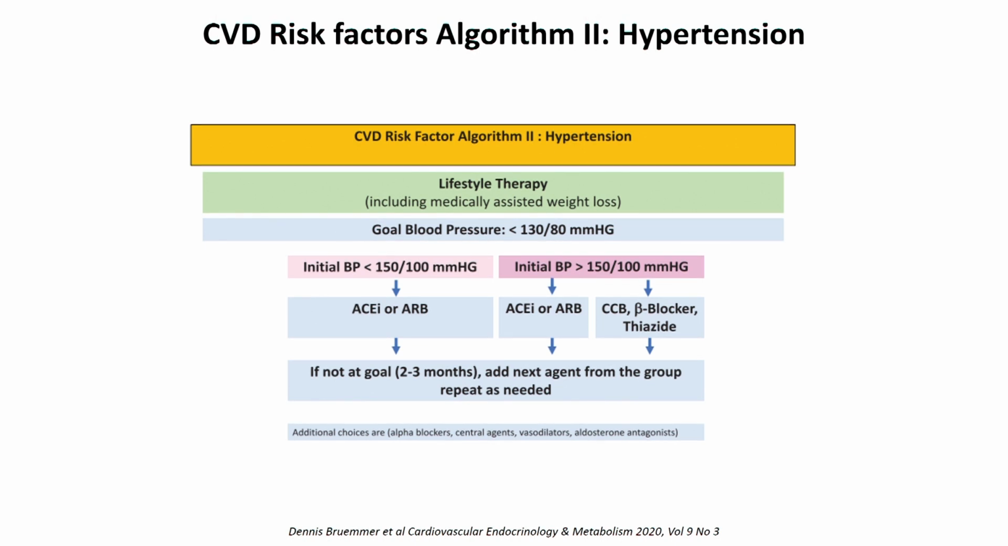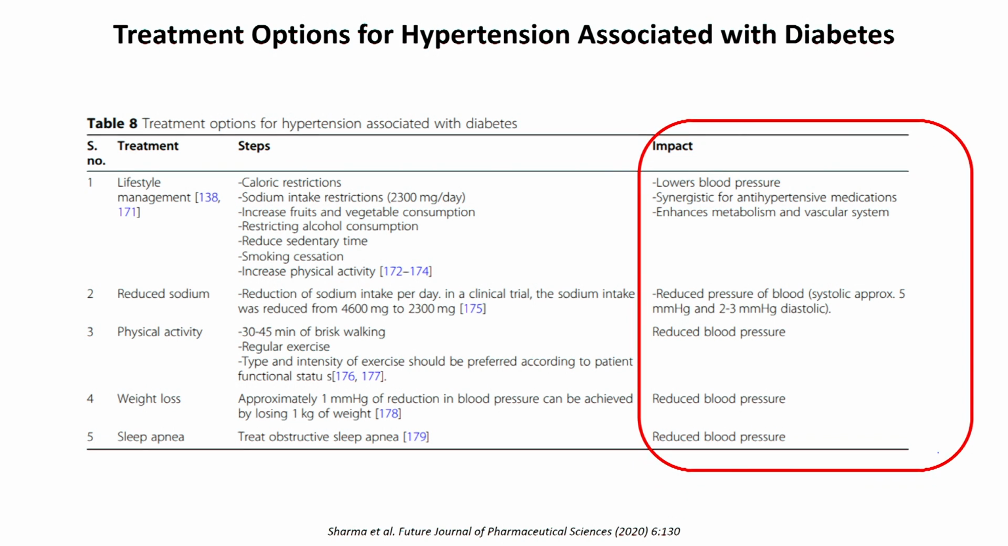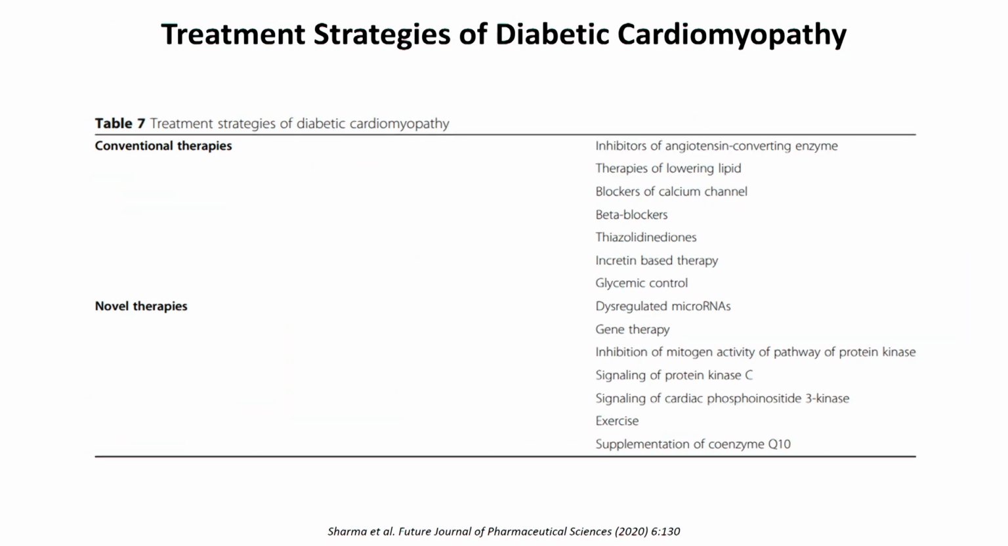Now the CVD risk factor algorithm for hypertension: use drugs which are very simple, like ACE inhibitors, ARB, the CCB or the beta blocker. It's a combination therapy, and if it is not coming under control in a month, add the next drug. Now there are so many treatment options for hypertension, starting with lifestyle, sodium reduction, physical activity, weight loss, sleep apnea care, and also the impact of newer drugs. So hypertension has to be managed, lowering the blood pressure with synergistic drugs.